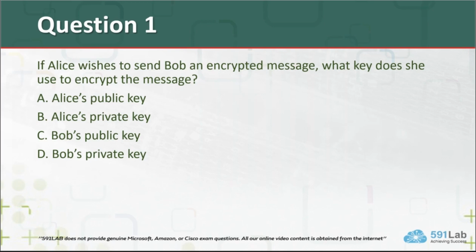So first question, if Alice wishes to send Bob an encrypted message, what key does she use to encrypt the message? Is it Alice public key, Alice private key, Bob public key, or Bob private key? If you'd like to think about it, pause, and then resume once you have your answer.